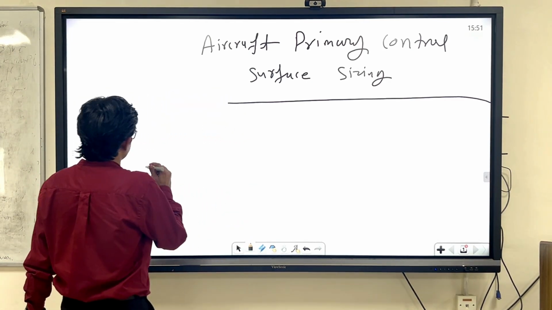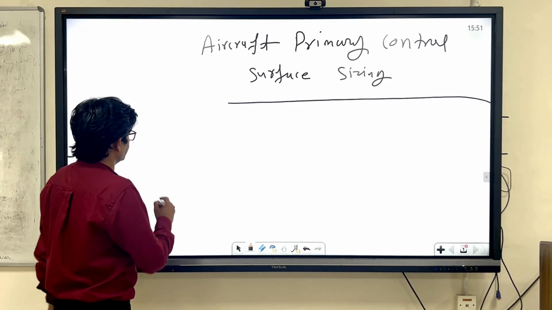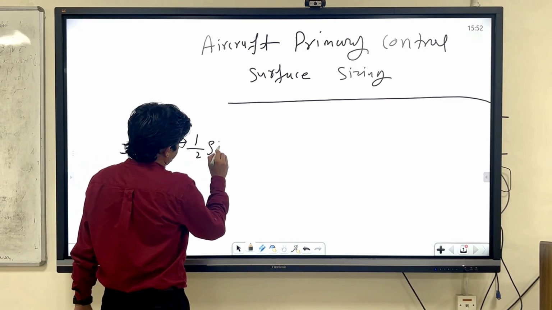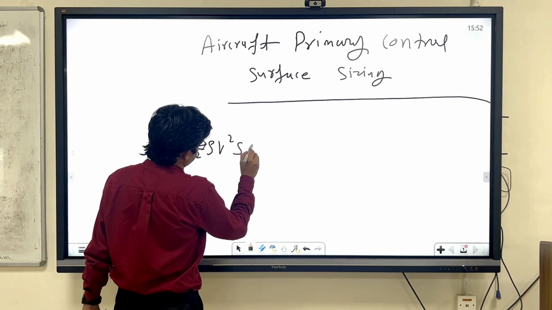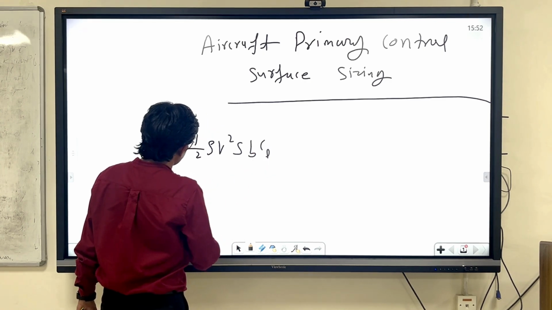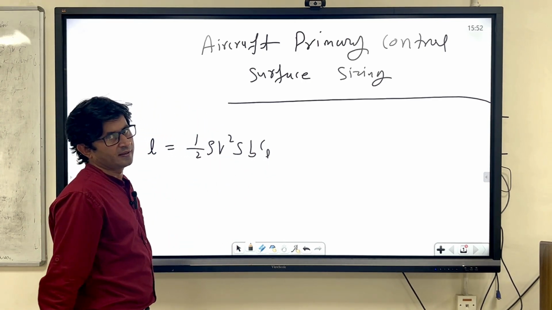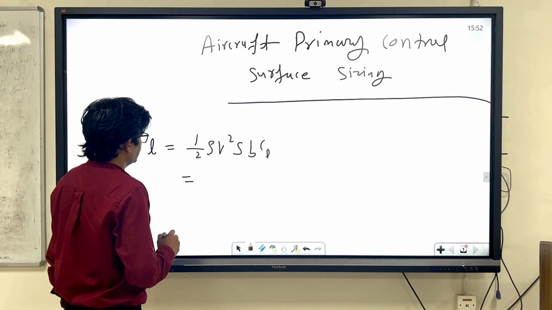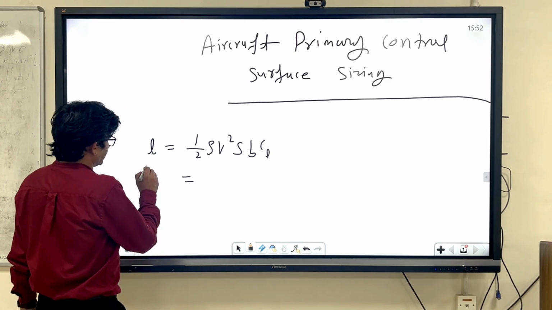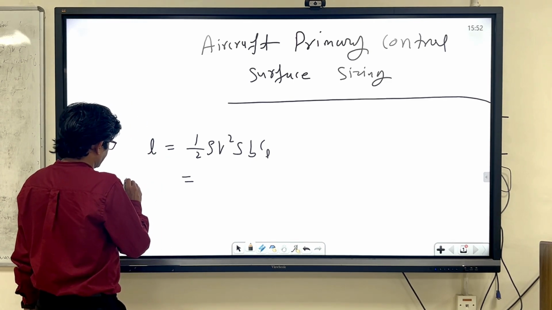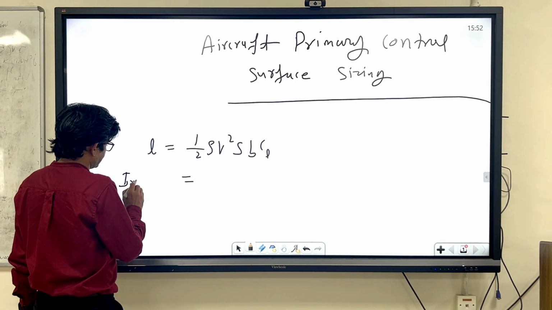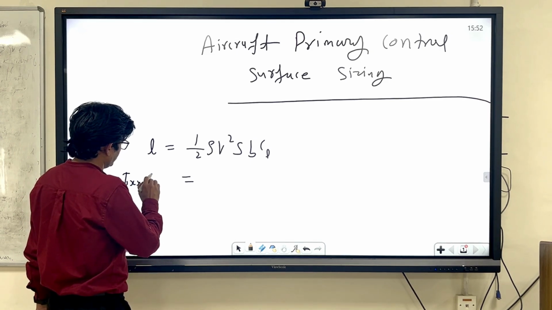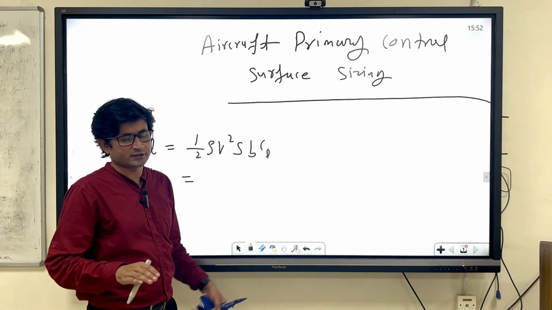So how can you do this? We can consider this simple rolling moment equation here. You can write L equal to half rho V square S B into CL. The detailing I will do in the flight stability and control part, but as of now you can consider this equation. And rolling moment you can write as Ixx, moment of inertia about the roll axis, into P dot. P is the roll rate.